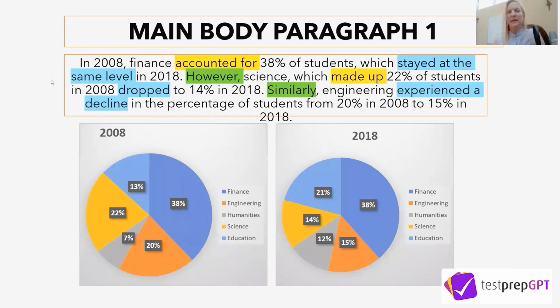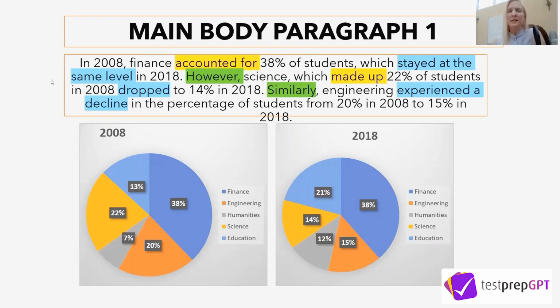So let's put that in writing. So main body paragraph 1, in 2008, finance accounted for 38% of students, which stayed at the same level in 2018. However, science, which made up 22% of students in 2008, dropped to 14% in 2018. Similarly, engineering experienced a decline in the percentage of students from 20% in 2008 to 15% in 2018.